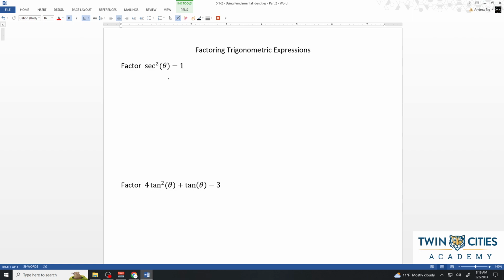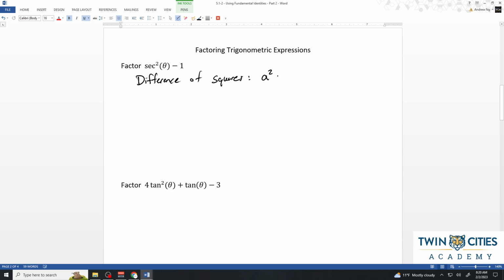And so one of the things that you'll have to do here is recognize that all the way back from factoring, back in like algebra 1, this is a difference of squares. Secant squared is a perfect square, because if I take the square root of secant squared, I get secant. And 1 is a perfect square. If I take the square root of 1, well, I get 1. And a difference of squares, let's write that down.